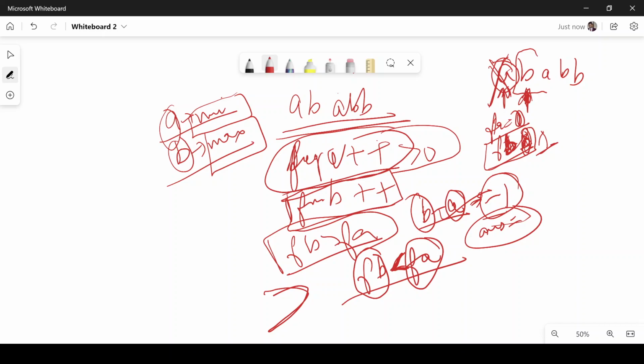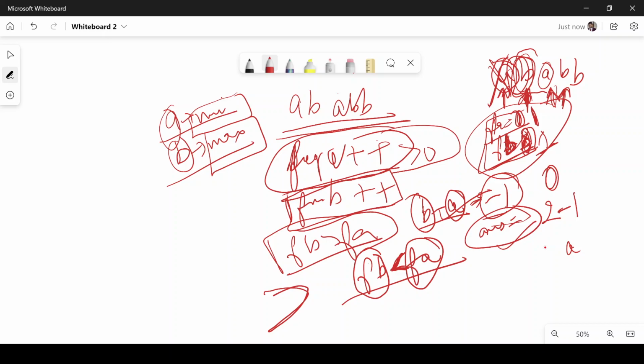Then again b comes here. The frequency of b is updated, that becomes 2, and frequency of a is 1. We again find the difference, and we will not be resetting the frequency of a to 0, because we are having a benefit right now: considering this, we are also getting this. So when we consider a, we are getting b as well, which is present before a.